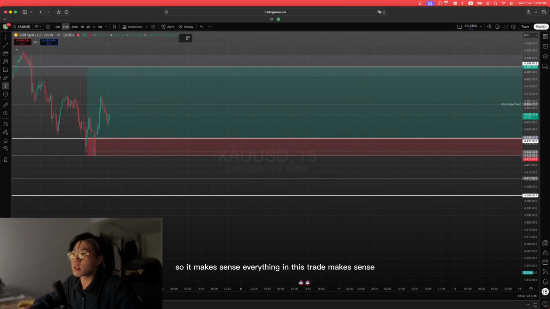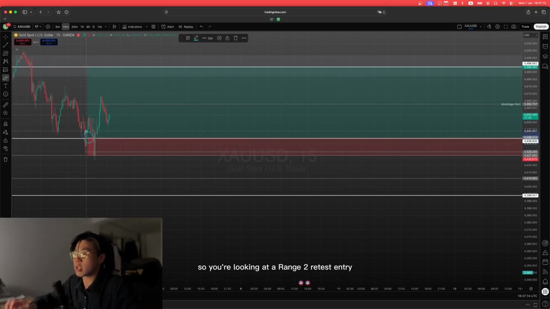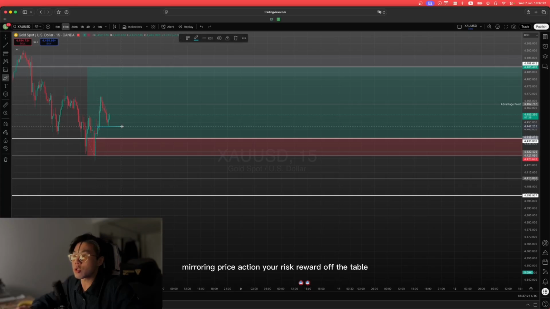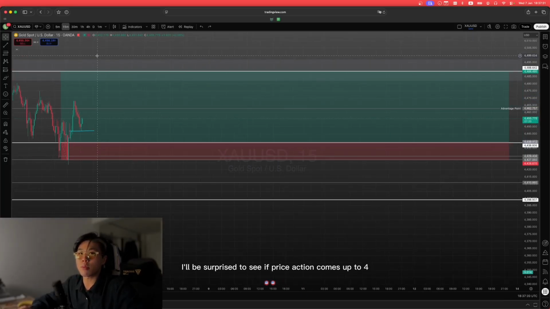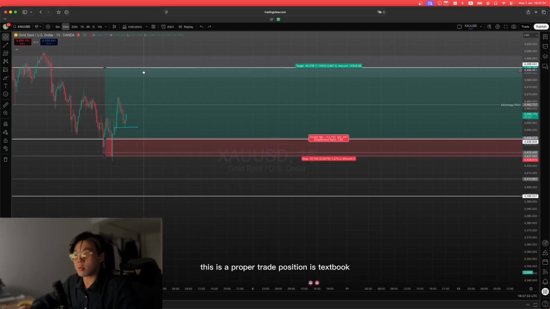So it makes sense. Everything in this trade makes sense. You had the liquidity grab, you had price come up, you had the range 2, so you're looking at a range 2 retest entry, which you have here. Price action then pushes up. You're looking at an advantage point at these areas here, mirroring price action, your risk-free off the table. You've got 83 pips in profits before price starts to create some form of support, and you're looking to re-challenge the highs. So I'll be surprised to see if price action comes up to 468, 488. This is a proper trade position.